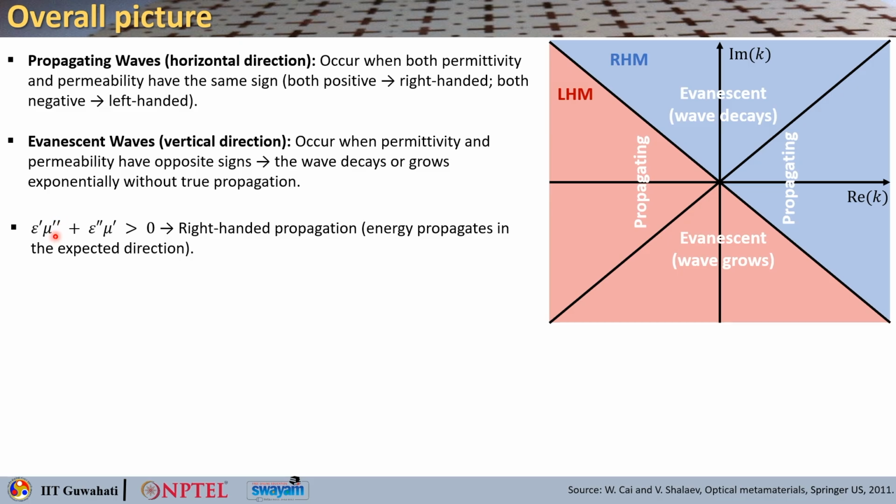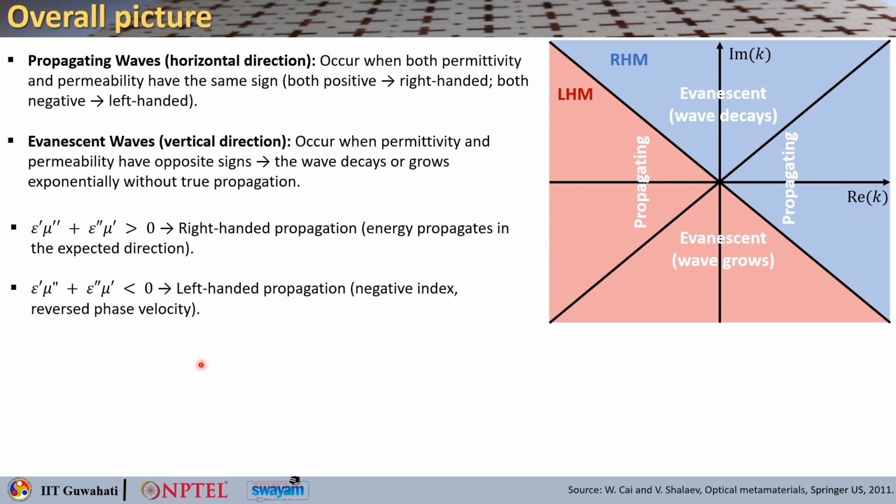So, this is the condition: epsilon prime, that is the real part of permittivity, and mu double prime, that is the imaginary part of the permeability, plus epsilon double prime and mu prime, if this is positive, that gives you right handed propagation, that means energy propagates in the expected direction. On the other hand, if this term becomes negative, you are getting left-handed propagation, which indicates negative index and a reversed phase velocity. So, with that we conclude this lecture.